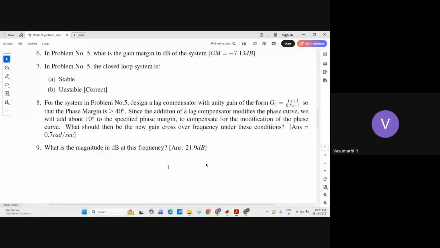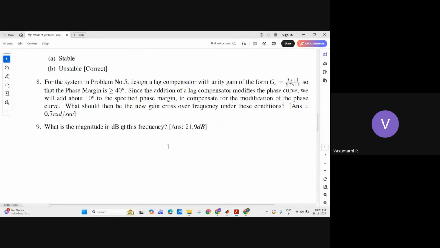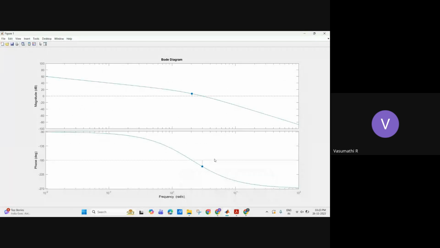Okay. We found the new gain crossover frequency, right? The next question is, what is the magnitude in dB at this frequency? It's very easy. We can just read off the frequency we found. Minus 130, it is 0.73. So the corresponding magnitude at 0.7 is around 21, 21.8 if we take that. That's the corresponding magnitude.